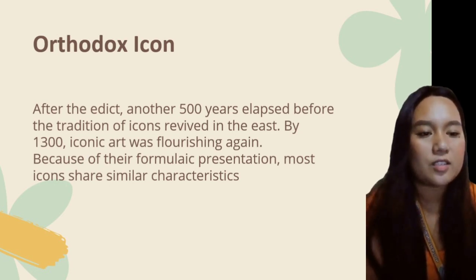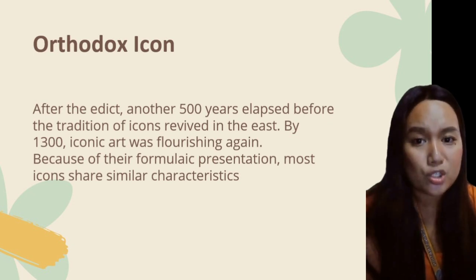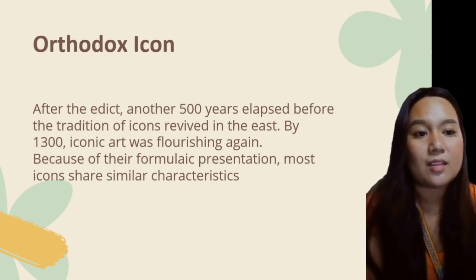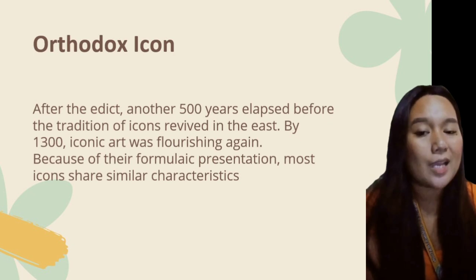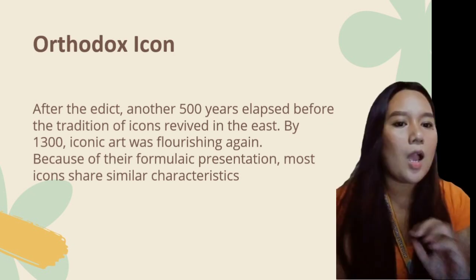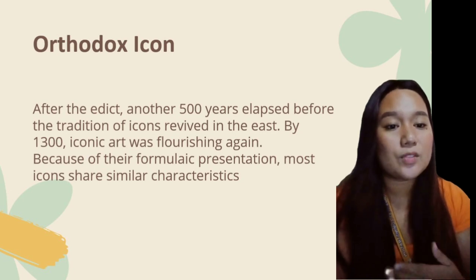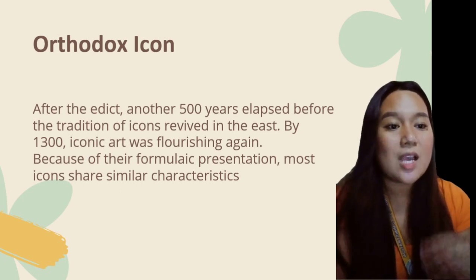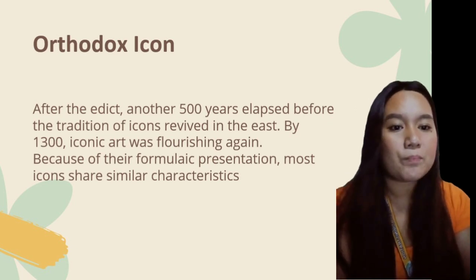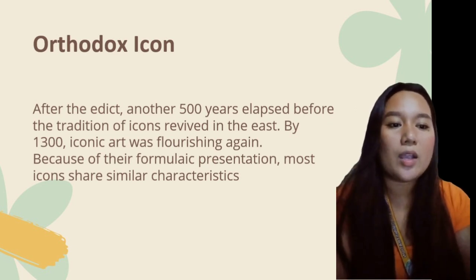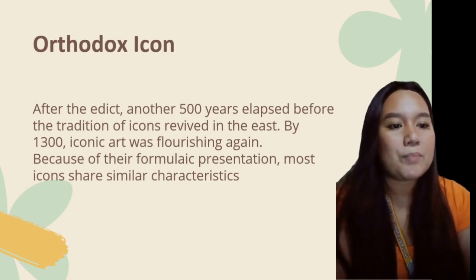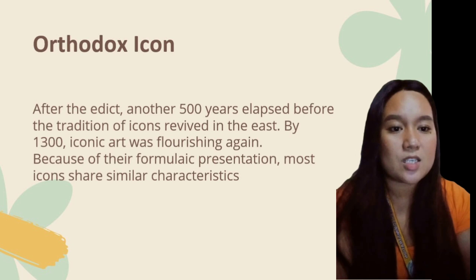After the edict, another 500 years elapsed before the tradition of icons revived in the East. By 1300, iconic art was flourishing again. Because of their formulaic presentation, most icons share similar characteristics. Many Orthodox have an icon corner in their home around which a devout family would gather for prayer. Some icon corners also have oil lamps and prayer books, palm crosses or flowers from the festal season, and maybe some blessed water from Theophany.